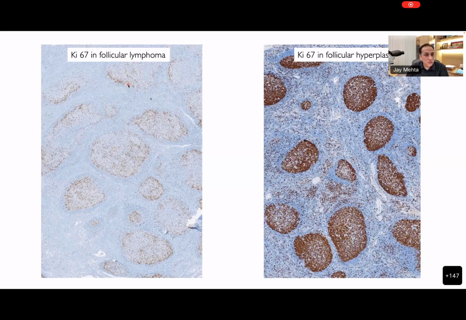And on the left, paradoxically, you can see a follicular lymphoma, but you can see this very mottled appearance of this Ki67. It's very low compared to a normal one. So if you have a low index, that's useful. If it's high, it doesn't help because high can be seen in reactive conditions as well as in a higher grade follicular lymphoma or a follicular lymphoma of grade 3B.